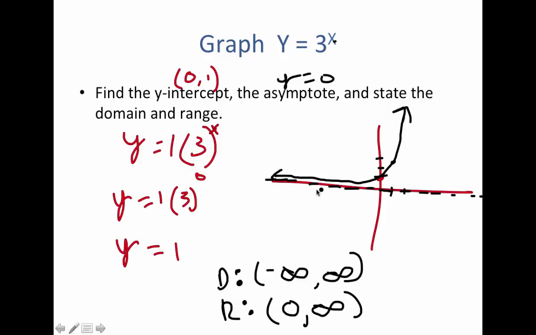And then coming back this direction, when we start putting negatives in, 3 to the negative 1 is going to be a third, 3 to the negative 2 is a ninth, 3 to the negative 3 is 1/27. So this is actually going to be real close to our asymptote. So the y-intercept is basically always going to be our value of a, and our asymptote, if we haven't moved up or down, which we will later in the chapter, is basically going to be y equals 0. Domain is always going to be all real numbers, and the range is going to be wherever it bottoms out.